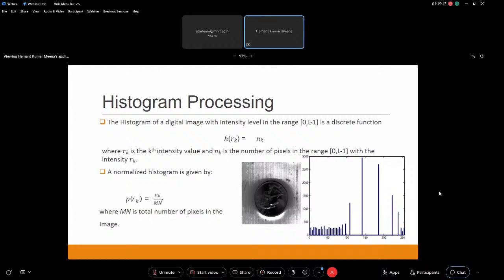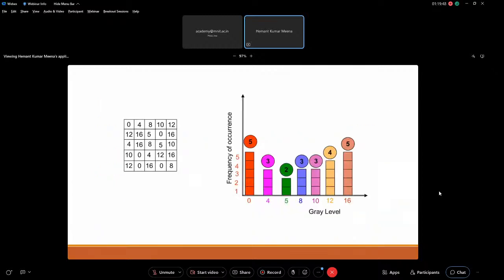In the normalized histogram, the formula is nk upon MN, where MN is the total number of pixels. What is nk? nk is the total number of pixels with the intensity r_k, where r_k is the kth intensity value. And h of r_k is basically the histogram, that is, how many times each intensity repeats.